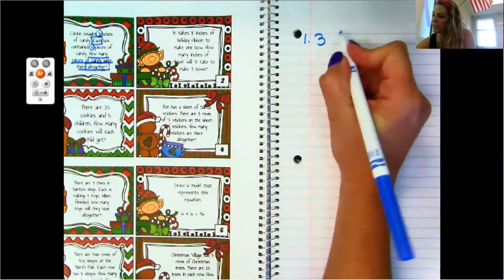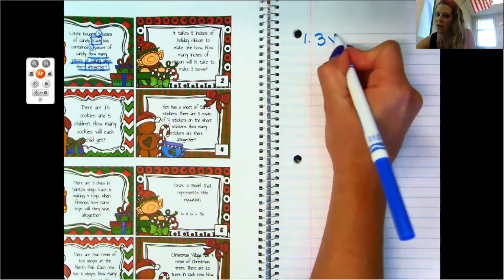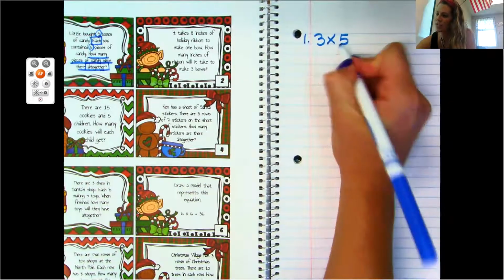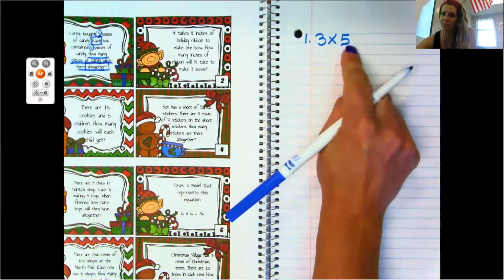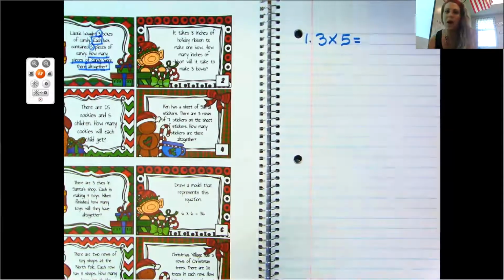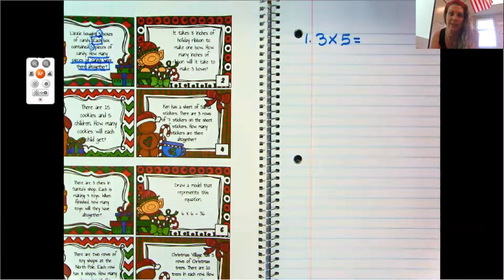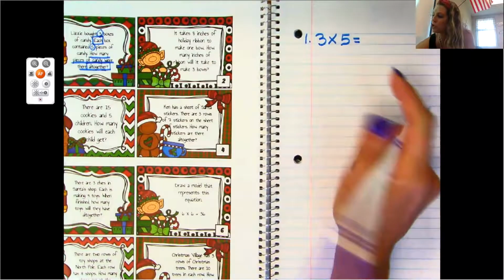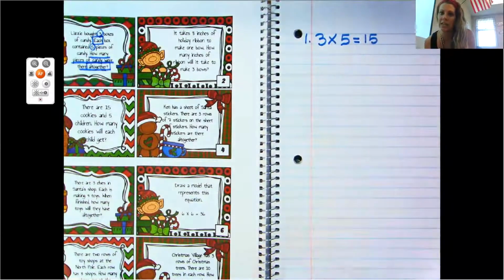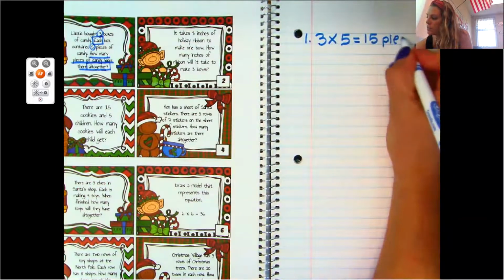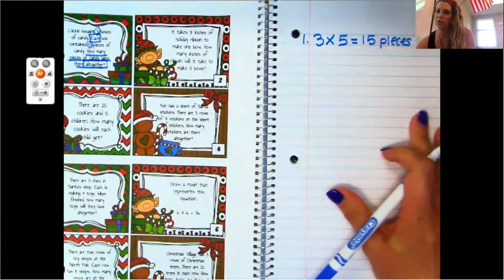So how would we write our equation? 3 boxes of 5, right? Each box has 5 pieces of candy. So how much candy was there all together? What's 3 times 5? Well, you have a lot of different strategies. You should know it just like that. If you don't, you can draw a picture, or you can count by 5s 3 times, and you should get 15 pieces of candy. You better write your answer.